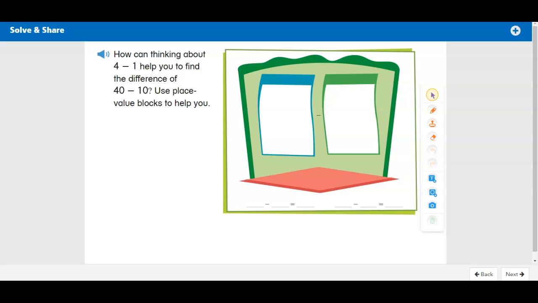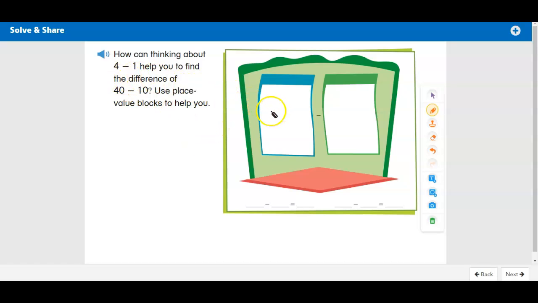Our Solve and Share is on page 453. It says, how can thinking about 4 minus 1 help you find the difference of 40 minus 10? Use place value blocks to help you. I can use my pencil to make the models of the blocks.